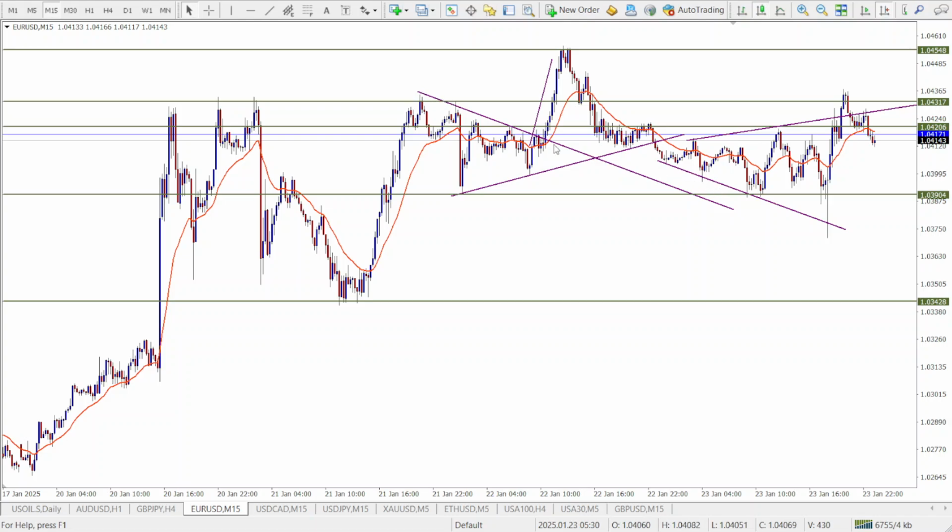You can see this trend line. It respected this trend line. It dropped below the moving average, and it got to this support level, all right? And then on and on.